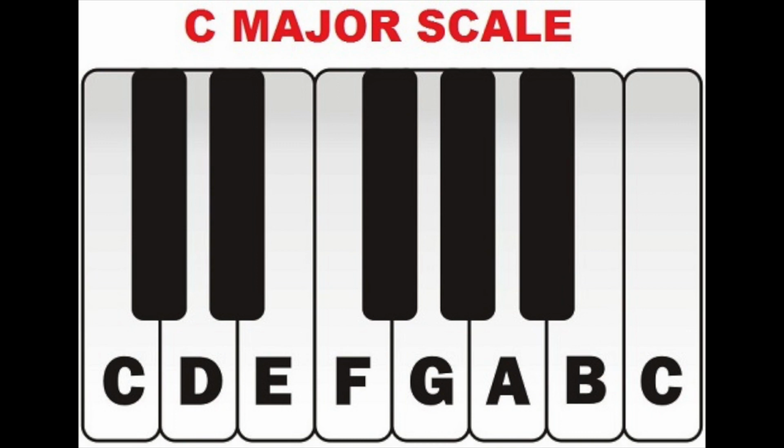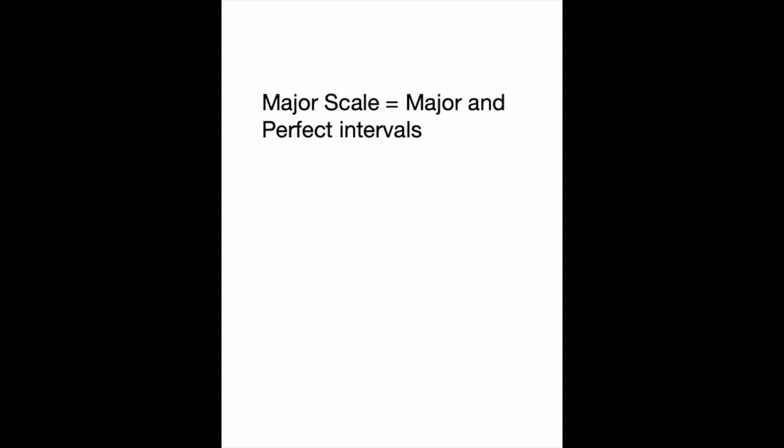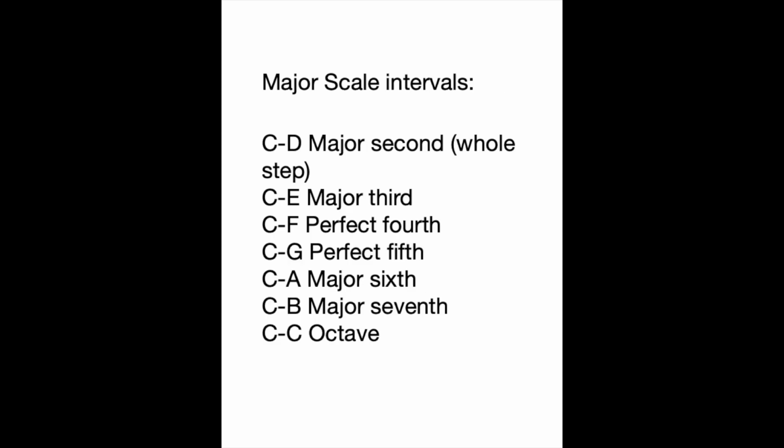Notice there are two pairs of keys with no accidentals between them. They are E and F and B and C. The distance from one note to another is called an interval. The major scale is comprised of major and perfect intervals. C to D is a major second. This interval is also referred to as a whole step.